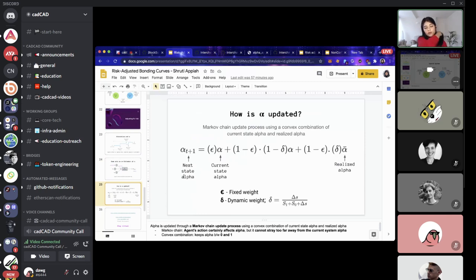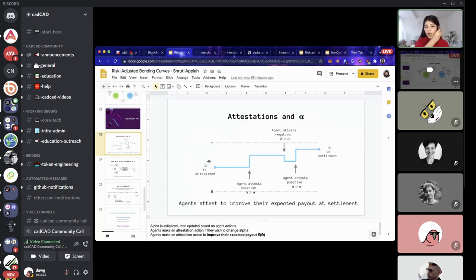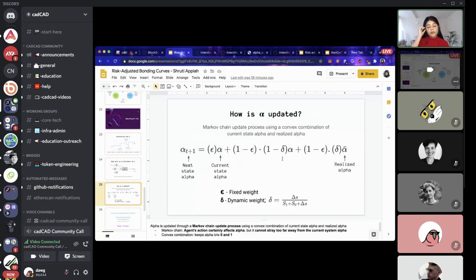And so we also need to figure out how to actually update alpha, right? As you saw here, the way in which an agent action relates to the change in system-level alpha is what we're considering in this particular equation. The way we formalize that is by using a Markov chain update process with a convex combination of the current state alpha as well as the realized alpha, which is basically the alpha that the agent has caused to move towards. So we need to take into consideration that the alpha shouldn't move too wildly when an agent makes a particular action, right? So the next state alpha is based on some fraction of the current state alpha, and the rest of the fraction goes on to the alpha that is calculated based on the agent action.